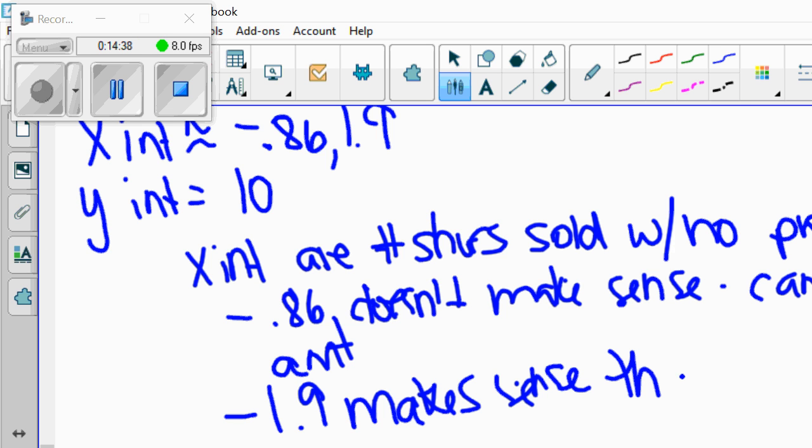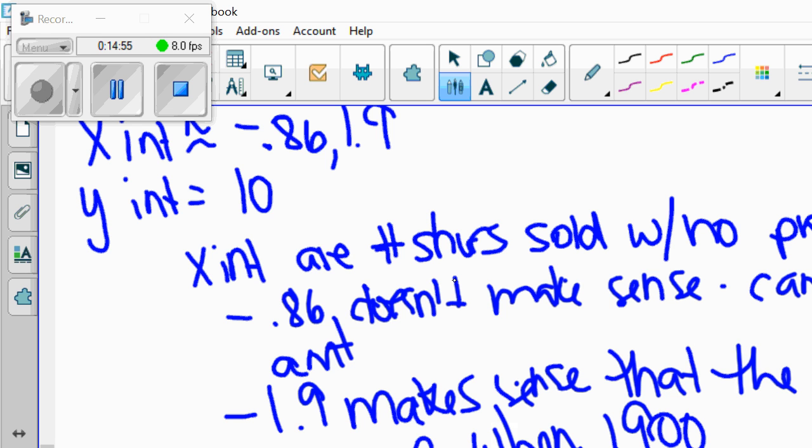that the cost will equal the revenue when 1900, right? Because it's times 1,000, 1.9 times 1,000, when 1900 pairs of shoes are sold. So that's kind of our break-even point.